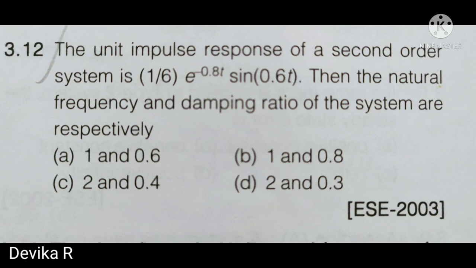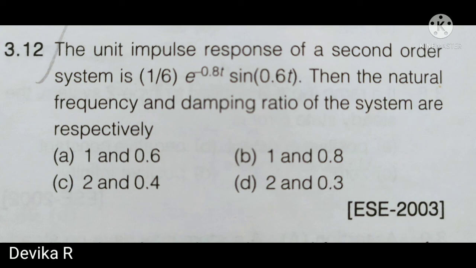Okay, let's get started. First question: the unit impulse response of a second order system is 1 by 6 e power minus 0.8 t sin 6.6 t, and the natural frequency and the damping ratio of the system are. What they gave was the impulse response of the second order system. What they asked is the natural frequency and damping ratio, that is omega n and delta.